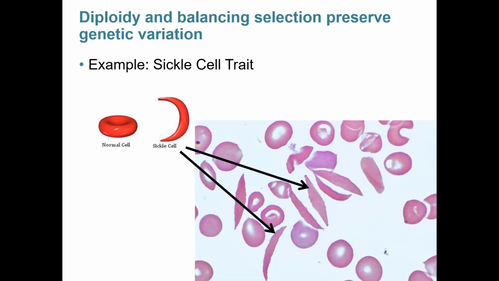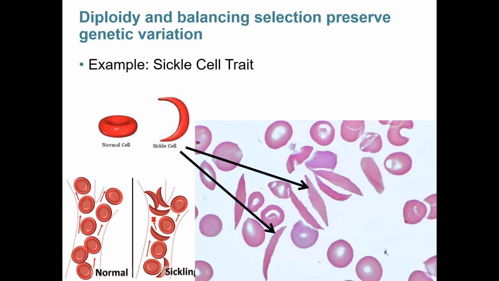It changes the shape of normal red blood cells. Instead of the standard round shape, red blood cells are stretched out into sickles or half moons. You can see them in this picture of actual red blood cells to the right. Normally, red blood cells can easily pass through blood vessels because they're round and somewhat flexible, but sickle cell red blood cells have a difficulty doing this, and they sometimes will get stuck and cause blood clots.